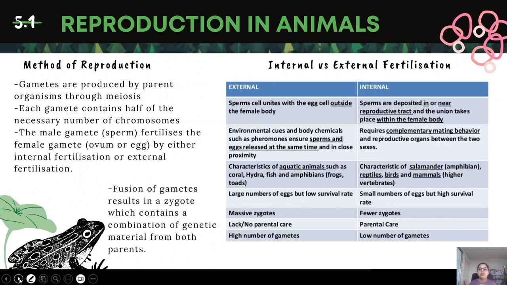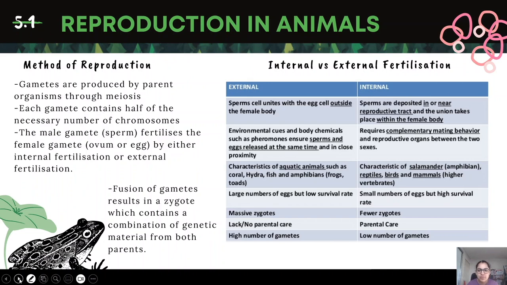In this first dot point, we have to look at different methods of reproduction, and we also have to look at external and internal fertilization. So methods of reproduction, right?